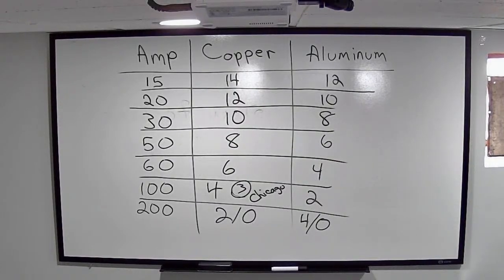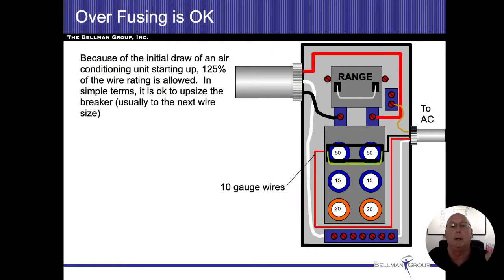And let's see if I get back there. Good. So we got a 10 gauge wire coming across there. You can see our little fuses are marked at 50 amps. And that's part of that overcurrent.